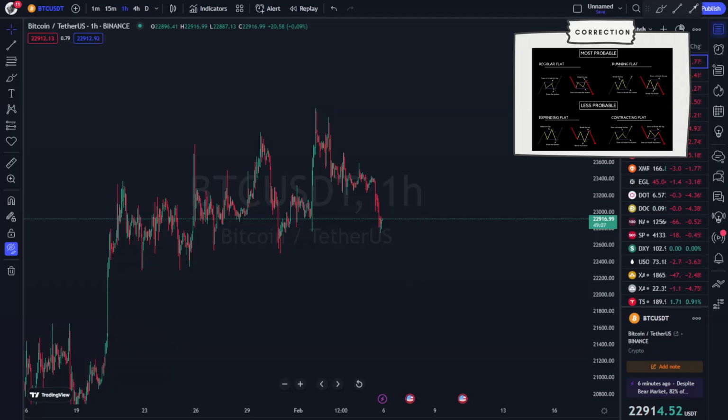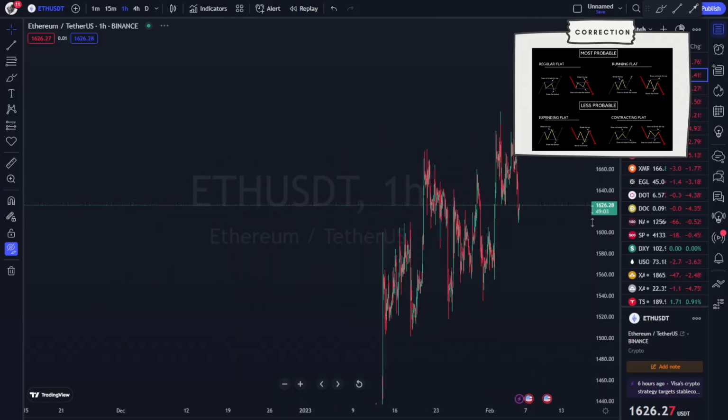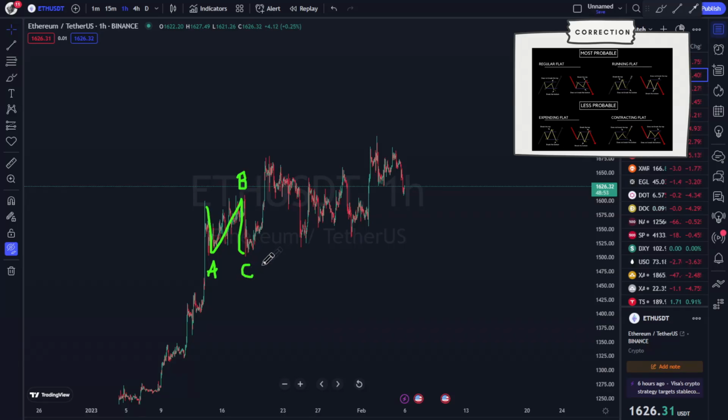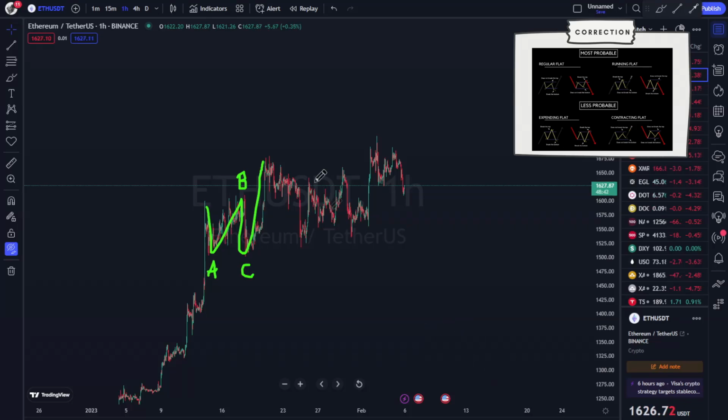All right, and now we're going to get into Ethereum. And Ethereum is different. This one, you have many ways of seeing this pattern. I think this is an expanding. This is clearer. You have an A move, B move, and C move. Then you have your top. So this is an A move, and I'll put it in a different color because it's a different corrective structure. And Ethereum is a bit cleaner than Bitcoin.